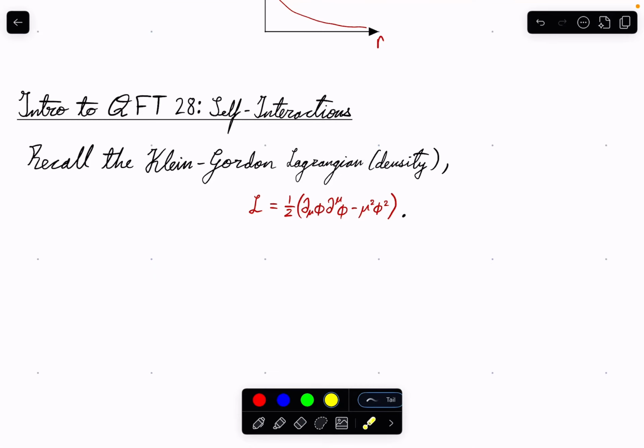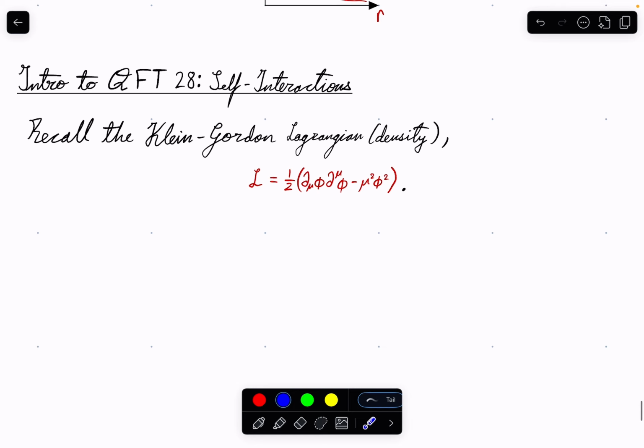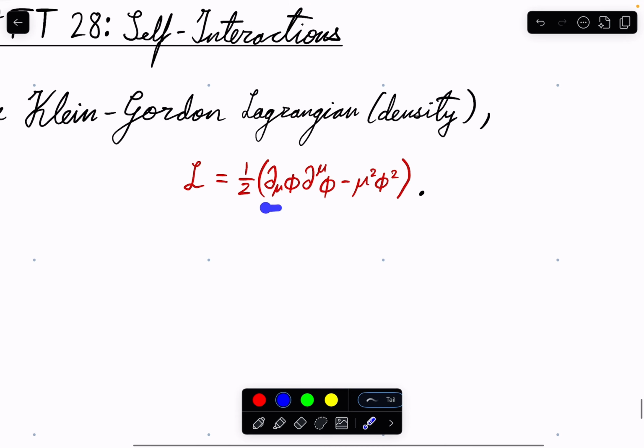Okay, welcome to Intro to Quantum Field Theory, episode 28, Self-Interactions. It's been a while since our last episode, so let's catch up a little bit with two lines. Let's just recall the Klein-Gordon Lagrangian density, where you have the gradient of the scalar field squared, and then you have the minus the square of the mass term times the field squared.